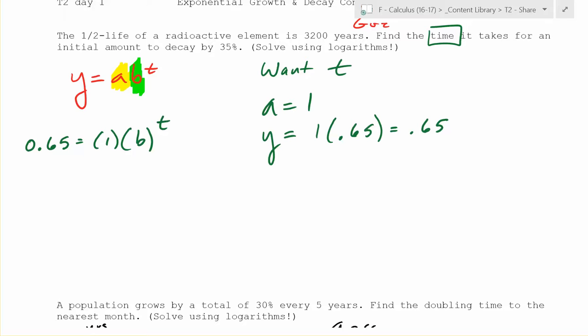So that's 0.65. We want T, so now we need to figure out what B is. Take a minute with your partner and see if you can figure out what B is.